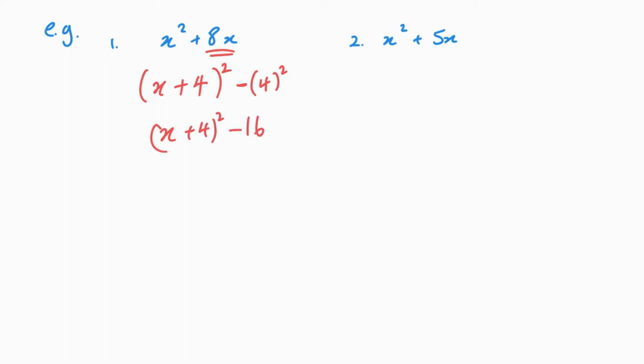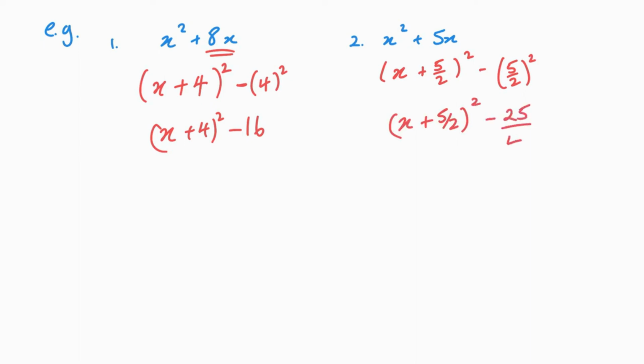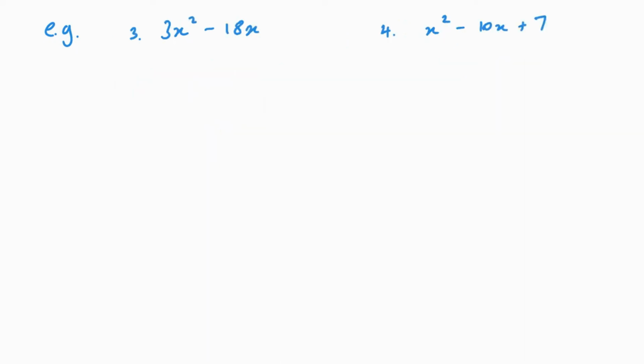Same thing over here, where I've got an odd number. It's not as straightforward, but the process is the same. So this is going to be x plus half of this, which is 2.5, but it's easy if you leave it as a fraction, because then you're subtracting that fraction squared. So x plus 5 over 2 squared minus 25 over 4. Okay, let's look at the next one.